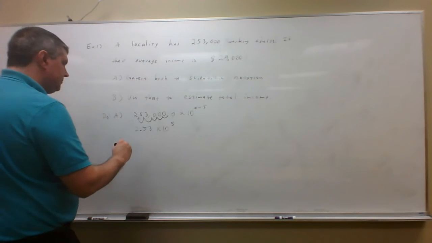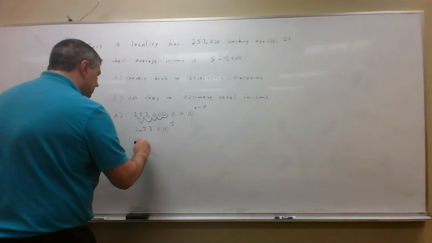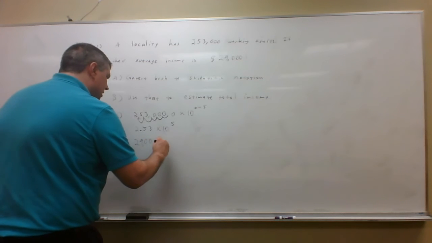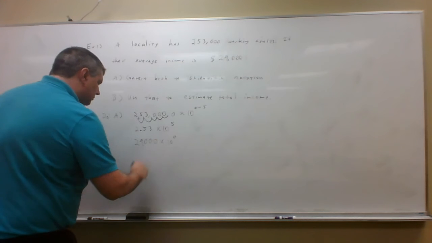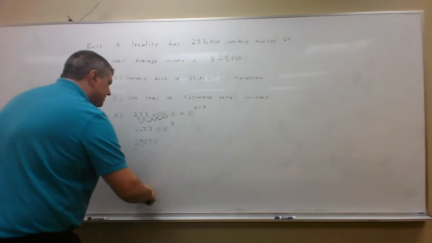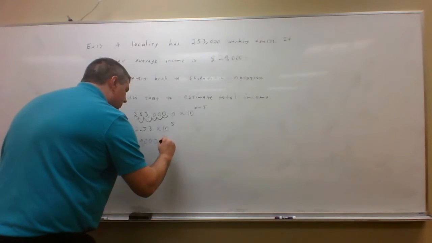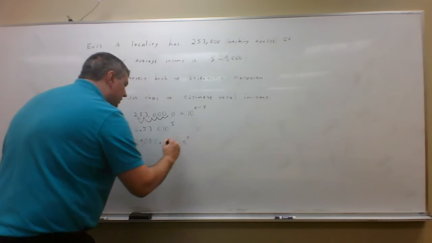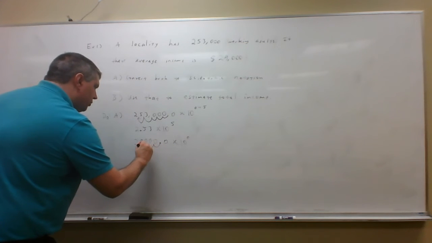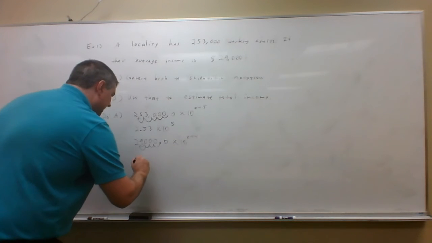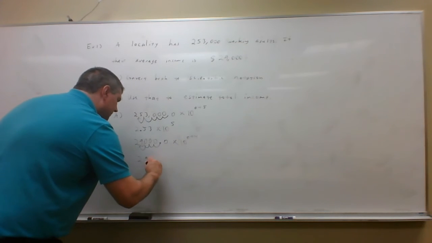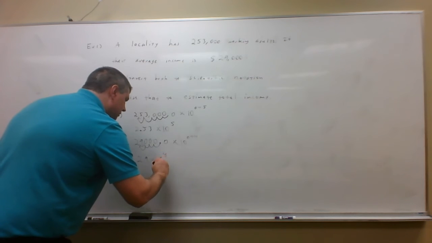And 29,000 times 10 to the 0th. Let me put that decimal point as 0. Times 10 to the 0th for now. 1, 2, 3, 4. So that is 2.9 times 10 to the 4th.